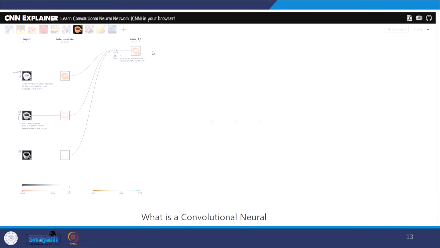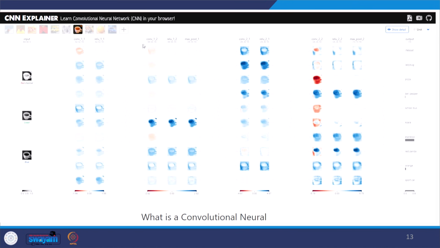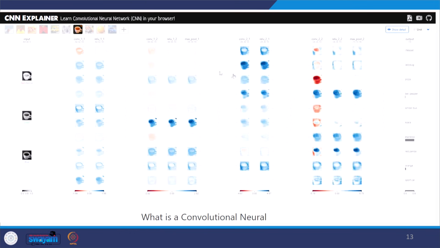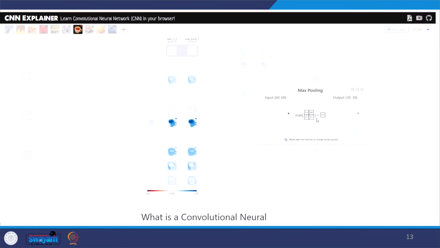So we can have a visualization of how this is actually working. This way we can look at what is happening at the convolution, what is happening at the ReLU activation, and what is happening at the max pooling. Alright, I have already explained the max pooling operation to you.